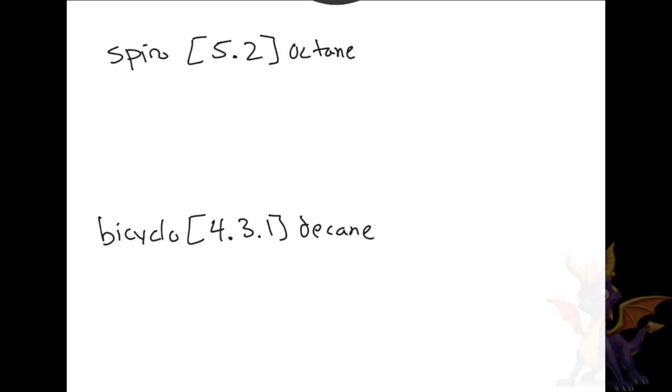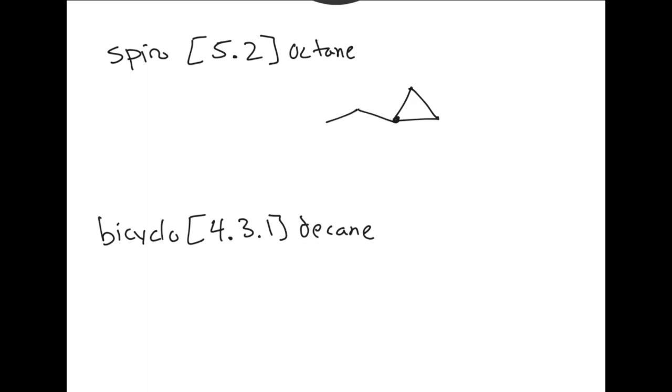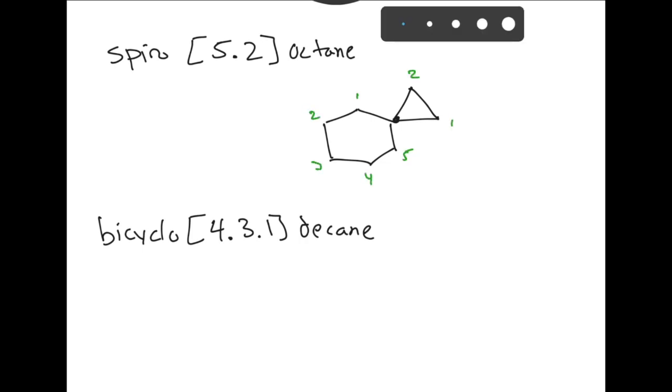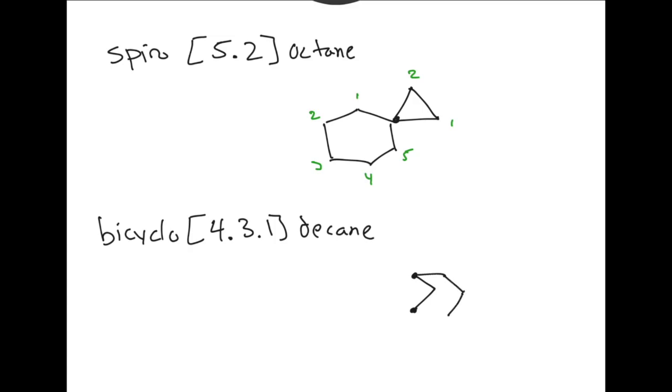So at Spiro, you're starting out with just one carbon, right? And the 2 says you have two carbons to get back to it. And the 5 says you have 5 carbons to get back. Right? 1, 2, 3, 4, 5. 1, 2. Bicyclo, 2 dots. 1, 1, 2, 3. We did it right that time. 4, 1, 2, 3, 4.